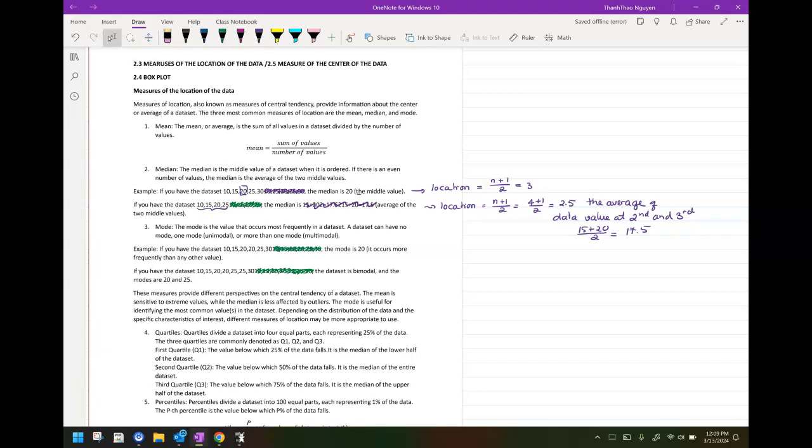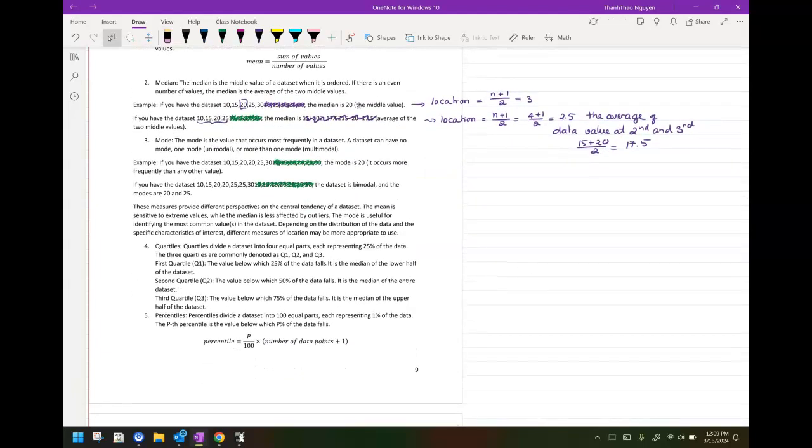In the other data set, we have 10, 15, 20, 20, 25, 25, 30. Note that 20 and 25 both repeat twice. So then the modes are 20 and 25.